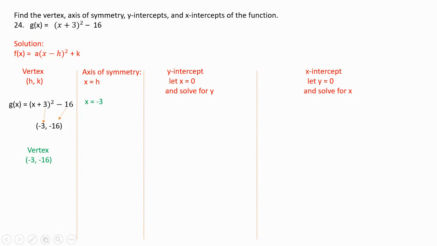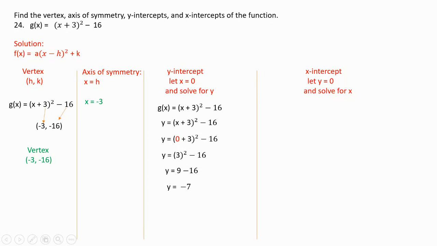Now for the y-intercept, we let x equal 0. So this is the same thing as y. So let x equal 0. We're going to put in the 0 here. So 0 plus 3 is 3. 3 squared is 9. 9 minus 16 will give us what? Negative 7. So that's my y-intercept.